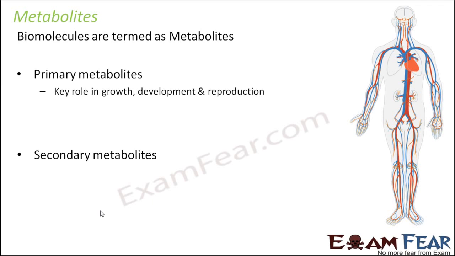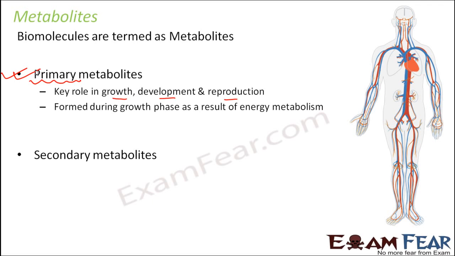Let us see. Primary metabolites are those which play a key role in growth, development and reproduction. That is why they are called primary, because they are playing a crucial role in the primary processes for the existence of a living organism. Now, when you define a living organism, you say that these organisms are capable of growing, they reproduce, they sustain themselves. These are the basic characteristics of a living organism, and primary metabolites play the most important role in all these processes. That is why they are primary.